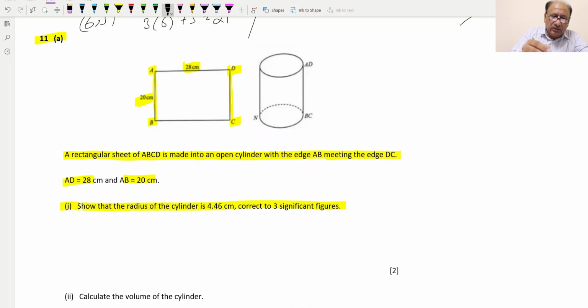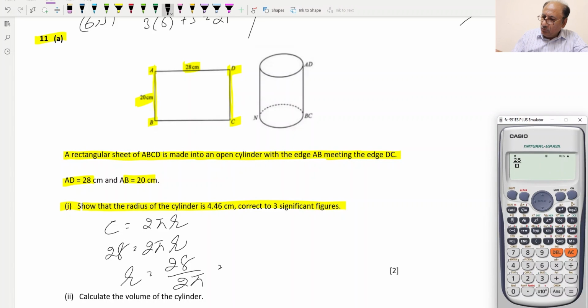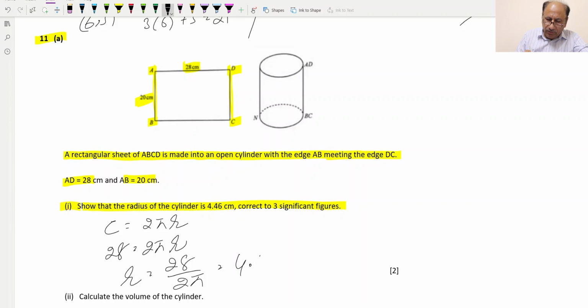what? We know that the circumference, this side will be changing to circumference, so C is equal to 2 pi r and C is 28. So this implies what? We can write 28 is equal to 2 pi r. So r will be equal to 28 over 2 pi, and this will be equal to 4.456, which is approximately rounded to three significant figures. So 4.46, this is in centimeters.